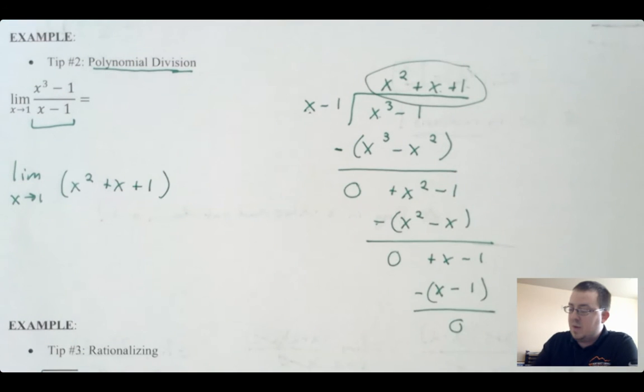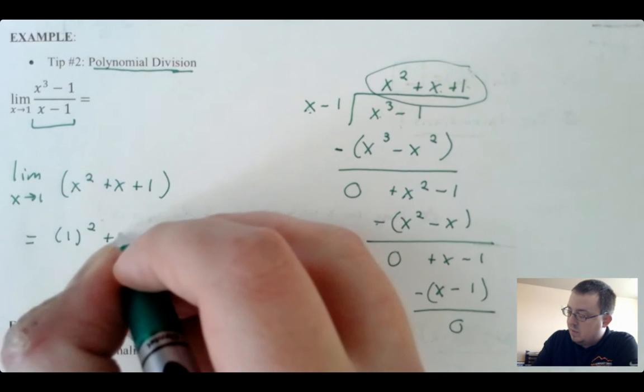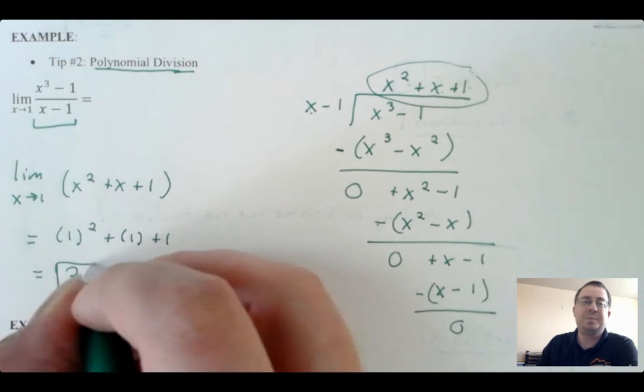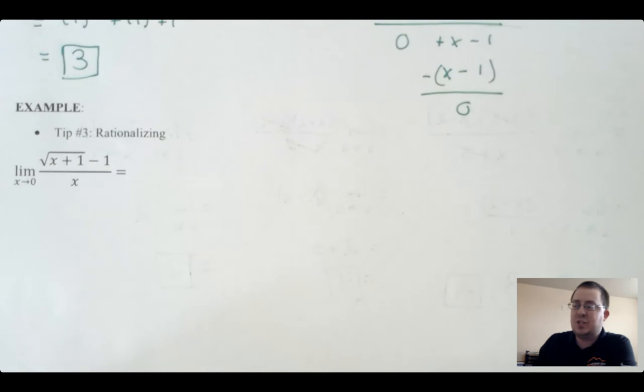Now there's no denominator, so I can just easily plug this in. 1 squared plus 1 plus 1 is 1 plus 1 plus 1, or 3. We saw that last time. Okay, and the last fun, crazy trick is rationalizing.